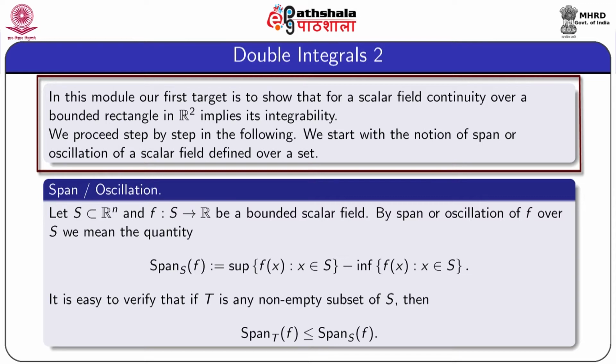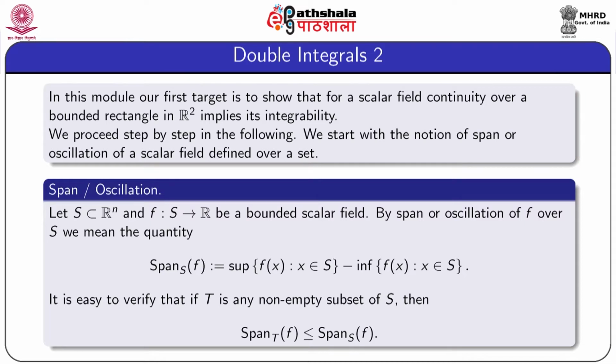We start with the notion of span or oscillation of a scalar field defined over a set. Let S be a subset of Rn and F from S to R be a bounded scalar field. By span or oscillation of F over S, we mean the quantity span_S F defined by the supremum of F(x), x from S, minus the infimum of F(x), x from S. It is easy to verify that if T is any non-empty subset of S, then span of F over T is less than or equal to span of F over S.